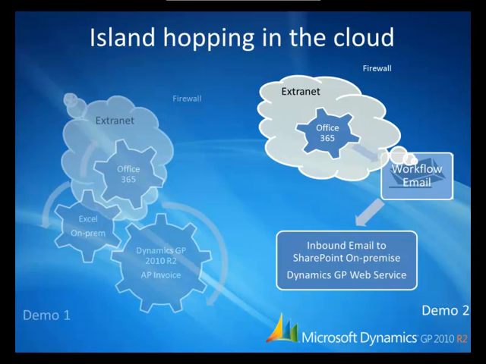So a quick recap. We're going to leverage Office 365 to process an expense report and then use workflow to send a mail message to a folder in SharePoint on-premise, and then SharePoint will create an AP invoice in DynamicsGP. Let's take a look at the demo.